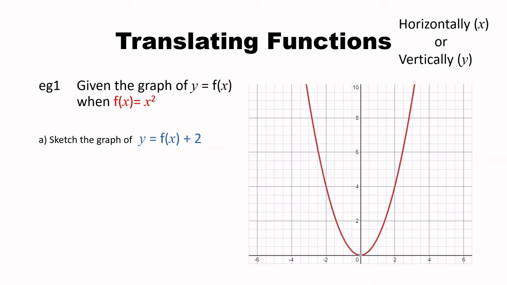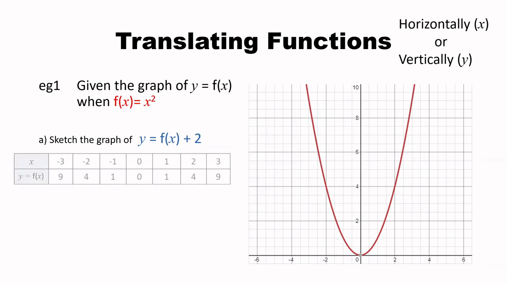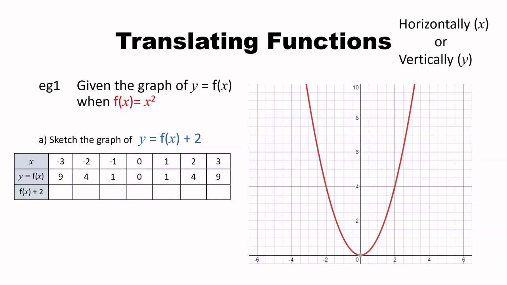So to do this, let's have a look at our basic table of values for y equals f of x. When x is -3, f of x would be -3 squared, which is 9. When x is -2, f of x would be -2 squared, which is 4, and so on. So I filled in this table of values for you so that we could then see what y equals f of x plus 2 would look like. If the second row here is f of x plus 2, it must simply be 2 higher than that. So when x is equal to -3, f of x is equal to 9, so f of x plus 2 must be 11.